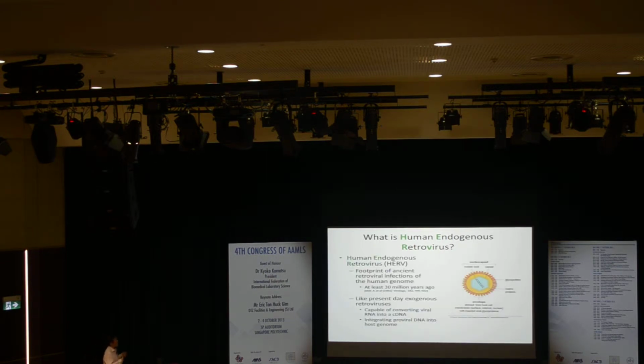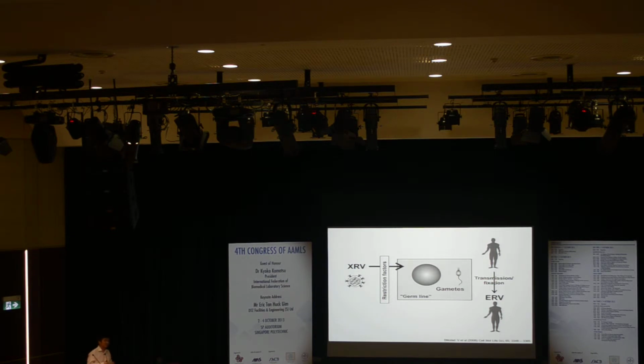So from here, what is endogenous retrovirus? Well, that would mean the footprint or the remains of an ancient retroviral infection of the human genome. And this infection occurred at least 30 million years ago. So what does that mean? It means that at least 30 million years ago, this exogenous retrovirus overcame the retrovirus restriction factors, for example TRIM5-alpha, and successfully infected the germline cells and incorporated its proviral DNA into the genome.